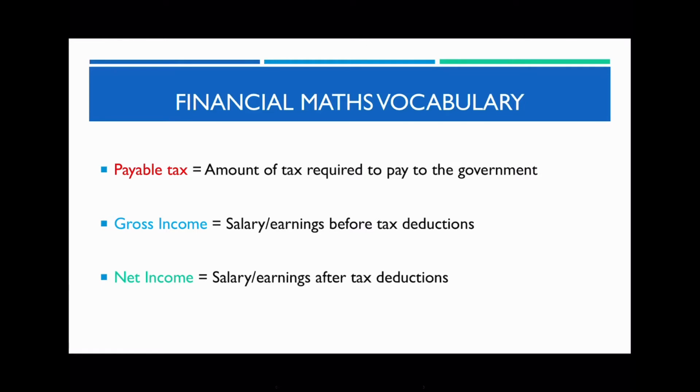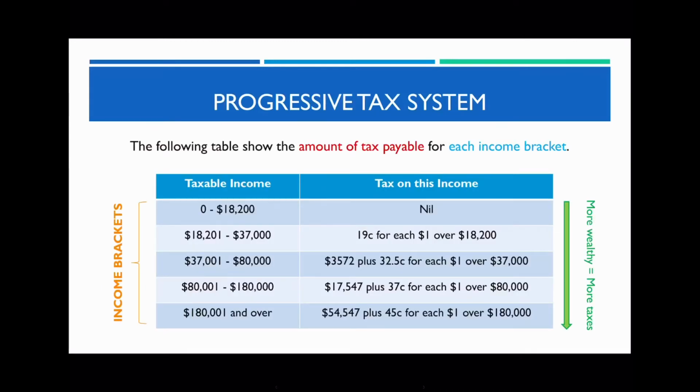The word gross income essentially means the salary or how much you actually make before tax has been deducted from your account, whereas net income is how much you actually have after you have been taxed. What I have on this slide is what we refer to as a progressive tax system. It's progressive because as you go down the table, notice that you're paying a lot more tax the wealthier you are.